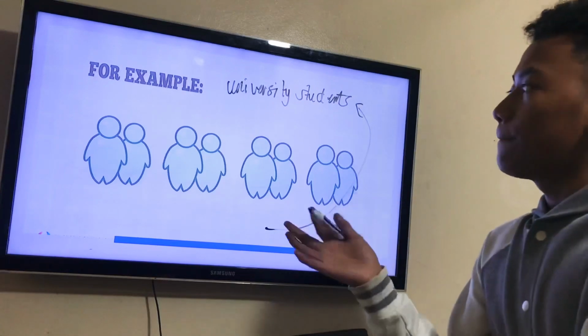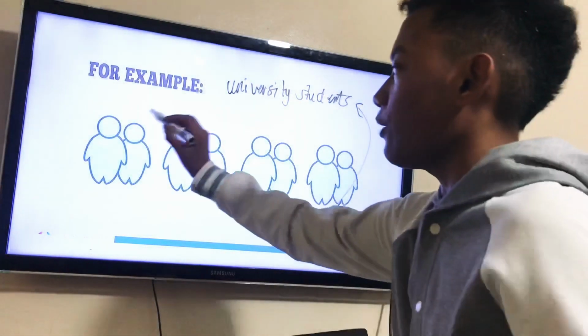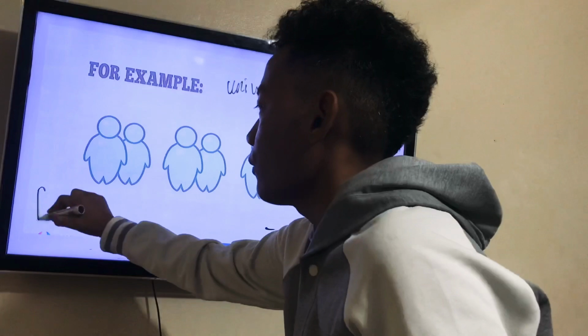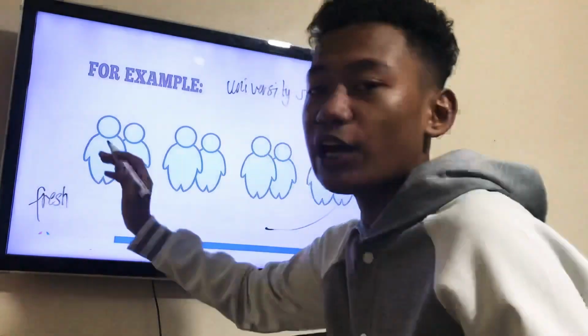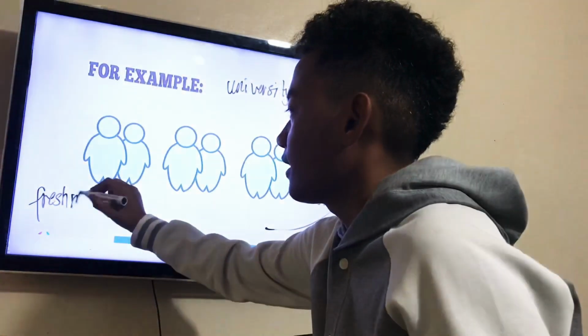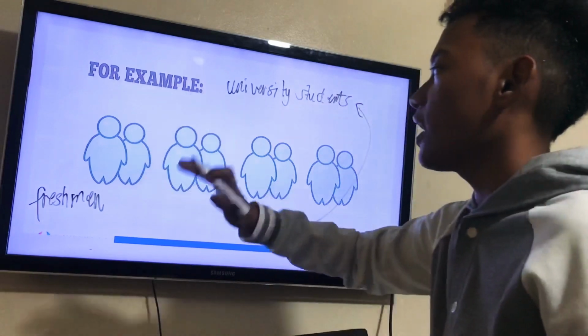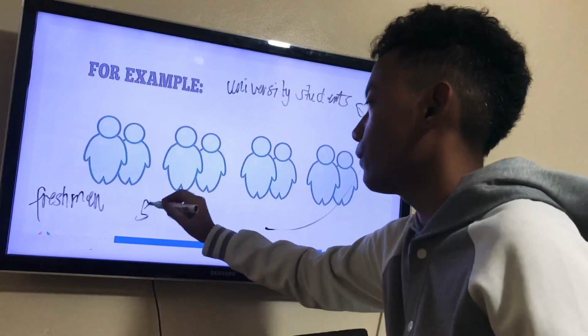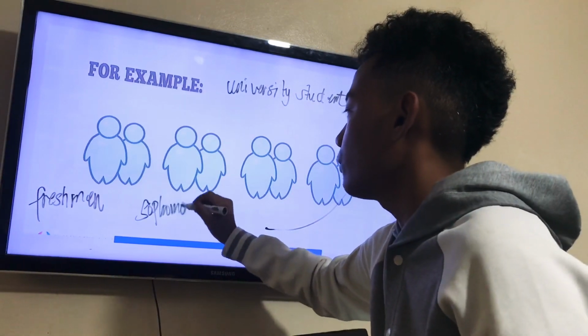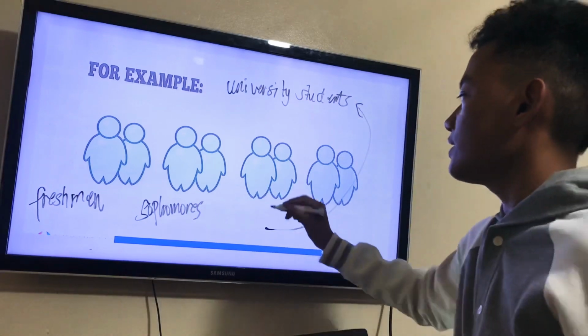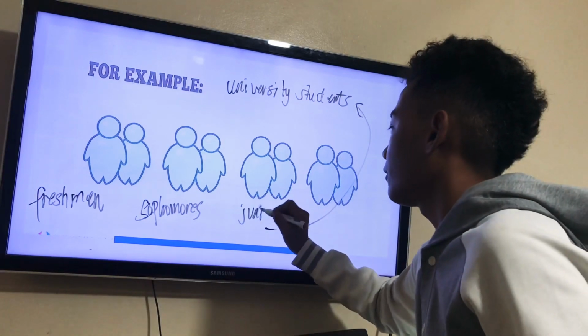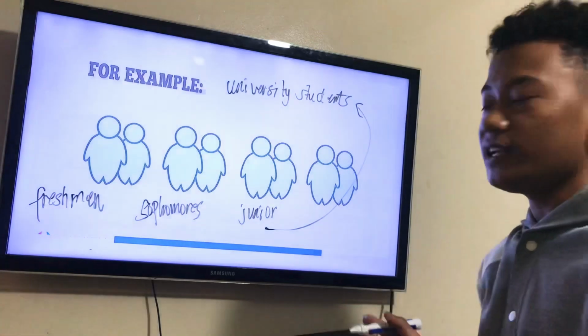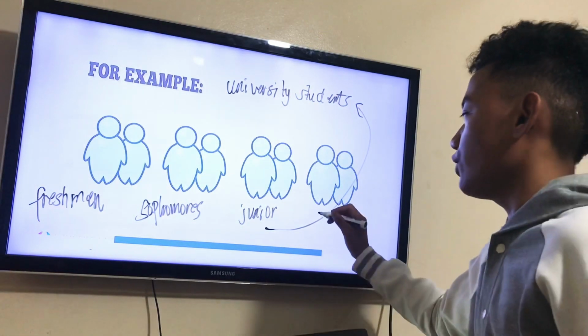So, in my example, I will give the first strata as our freshmen from the 1,000 university students. So this is our freshmen, the first strata. The second strata would be our sophomores. Our third strata is our juniors. And last but not the least, our fourth strata, which is our seniors.